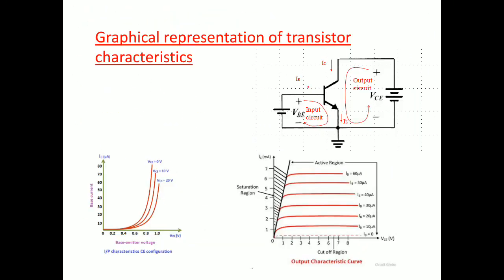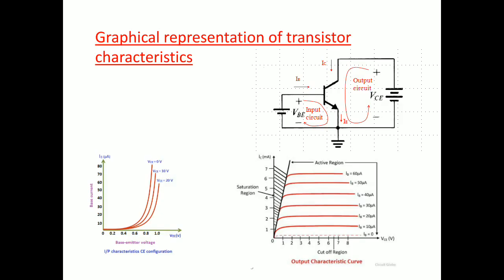Once you understand the operation of the transistor, let us move on to the transistor characteristics. There are two characteristics, the input and the output characteristics. For this we have taken the common emitter configuration as the circuit diagram. Why have we considered the common emitter instead of the common base and common collector? Because the common emitter has very good gain characteristics, and it is mostly preferred for amplifier applications. So that's why we go for the common emitter configuration.